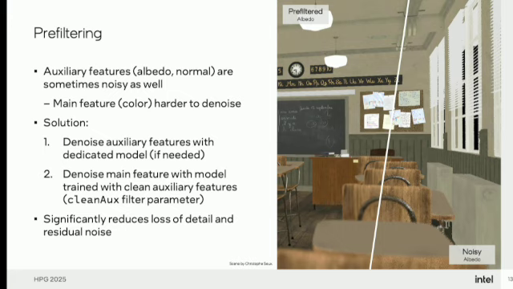Pre-filtering can be skipped if we know for sure that these auxiliary features are noise-free, which can be communicated to the library through a filter parameter. This way, the right model will be picked to get the best quality.